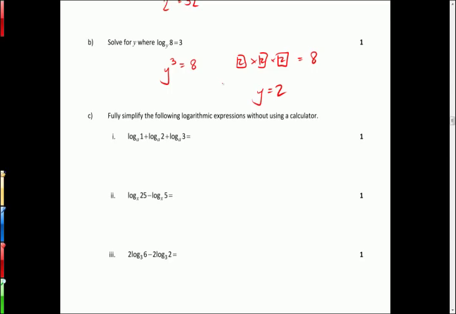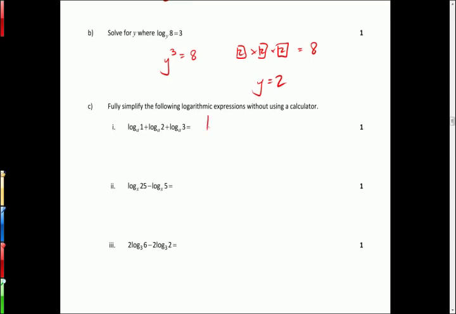Fully simplify some expressions. Well, they're all log a's, so the answer is going to be log a. And we know that when adding, we actually multiply the numbers. So 1 times 2 will be 2, and 2 times 3 will be 6. It just becomes log a 6. There's nothing I can do with that to simplify it. A to the what gives 6? I don't know what a is. So it's simplified. The next one, well, plus was a times, but when we can bring log terms with the same bases together, they're both log x, but minus means divide. So 25 divided by 5 is 5. That's the simplest form I can do.